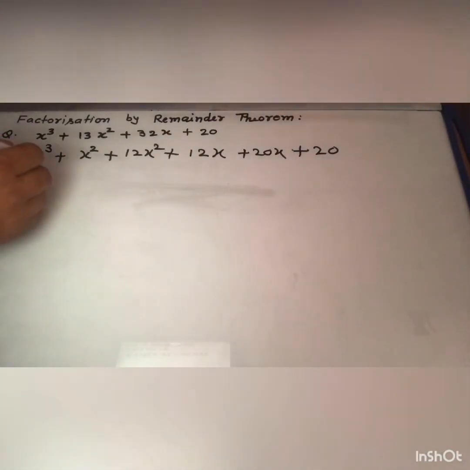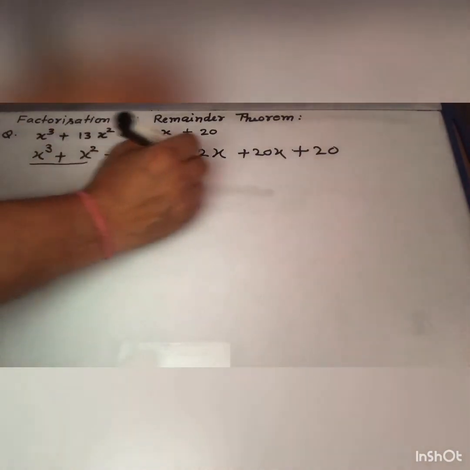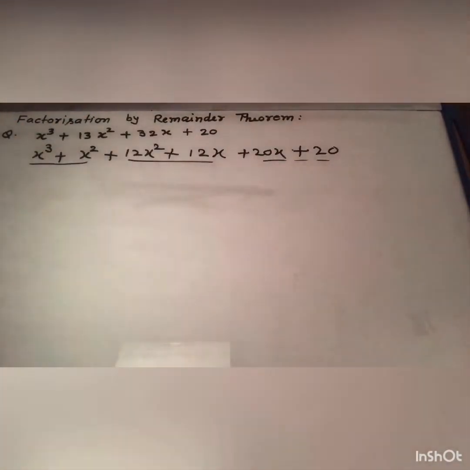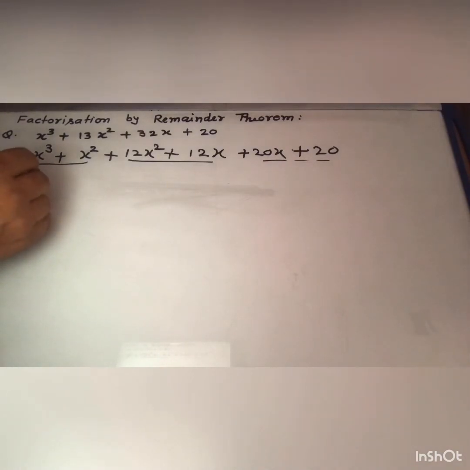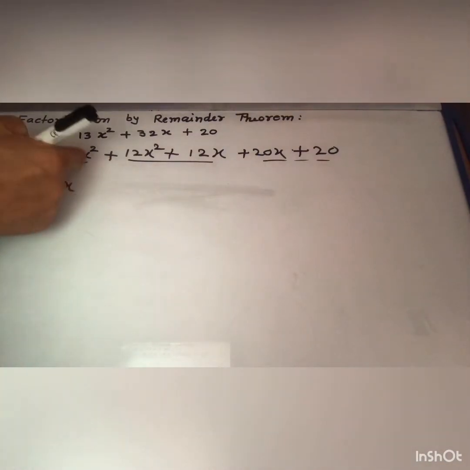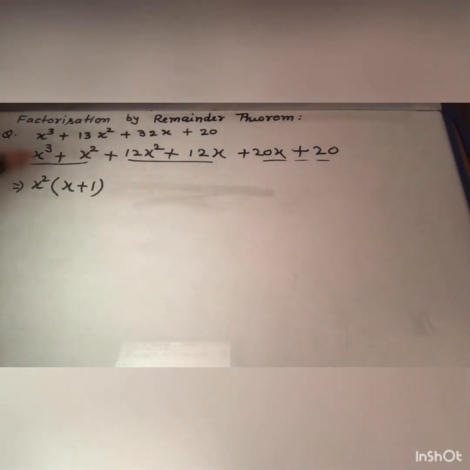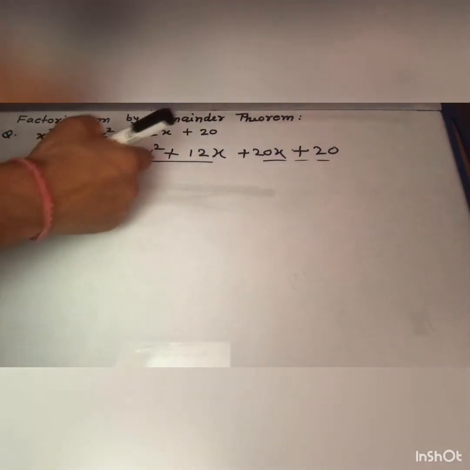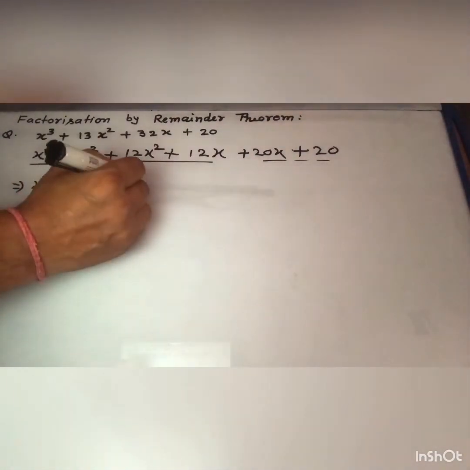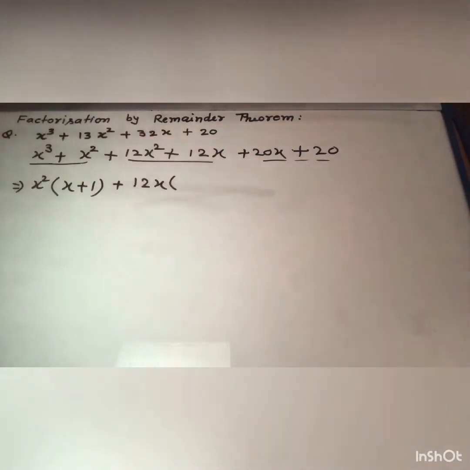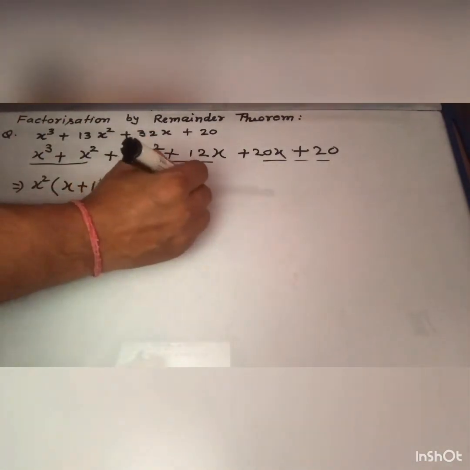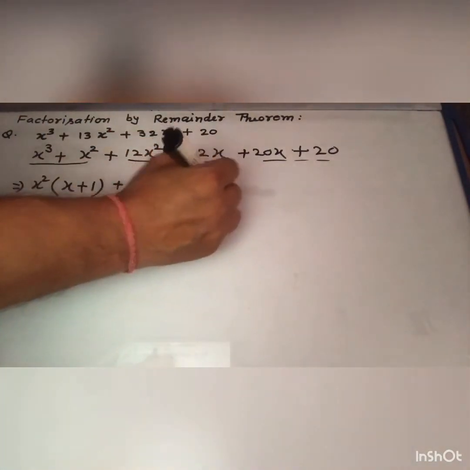Now you make pairs. This is the first pair, this is the second pair, and this is the third pair. What is common in the first pair? In the first pair you can take the common x square. Now the remaining thing in the first term is x, and in the second term is only 1, because x square is already common. Now in the second pair, what is common? 12x, so you will take 12x as a common. Now the remaining is only x, and in this term only 1.